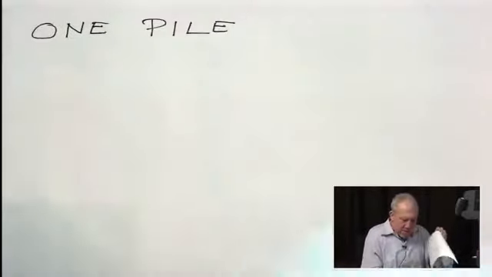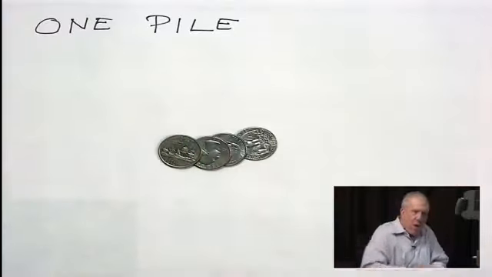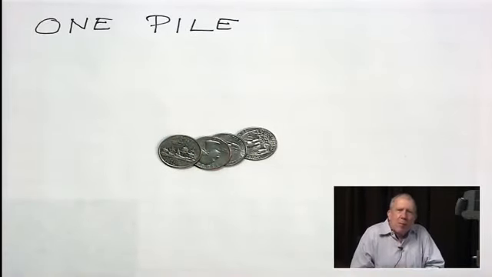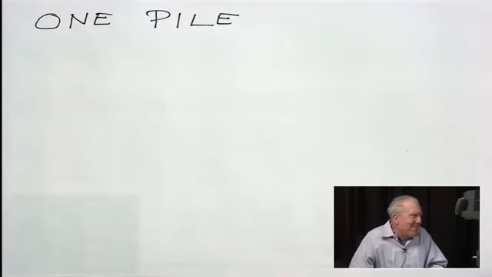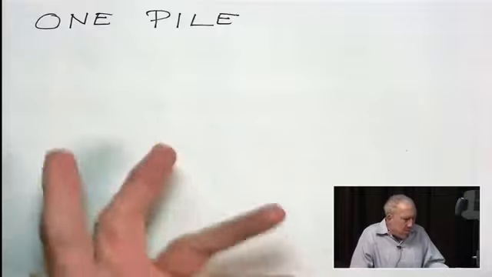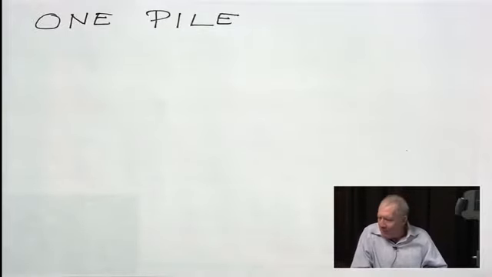If there's just one pile on the table, this is 4 coins, one pile on the table, and you're the first player, what do you do to win the game? You take this and put it in your pocket, and you're gone. The other player, there's no money on the table, the second player loses. Doesn't matter how many coins there are. If there's 4 billion coins, put them all in your pocket.